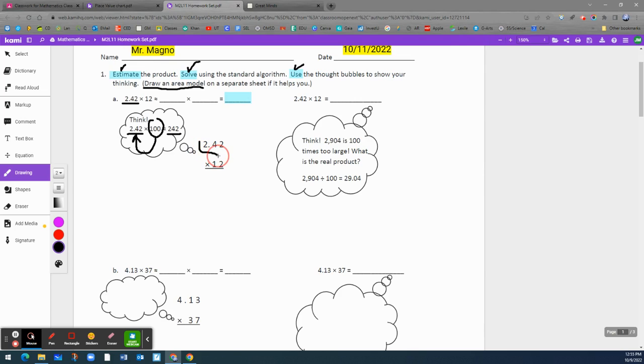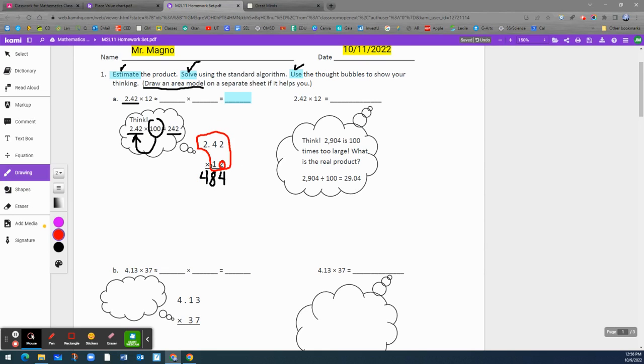And again, let's do that multiplication. It will be 2 times 2 equals 4. 2 times 4 equals 8. And 2 times 2 equals 4. Okay, there's the simplicity of multiplying the first whole number.